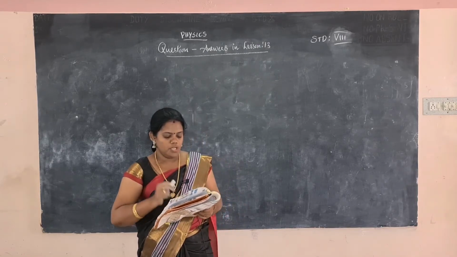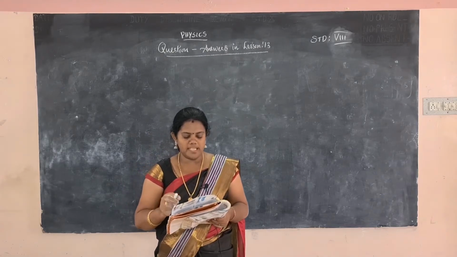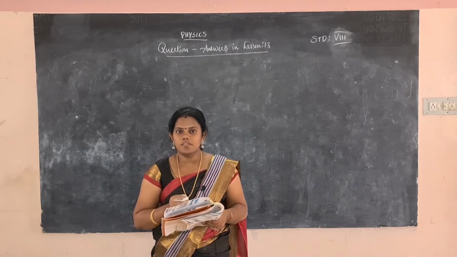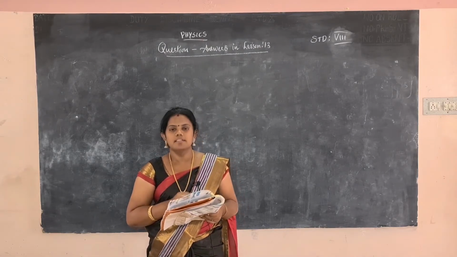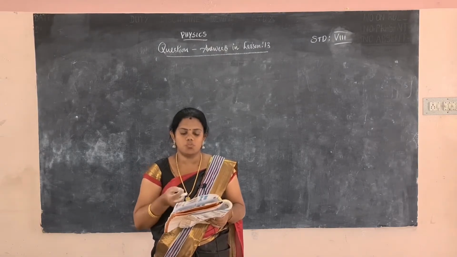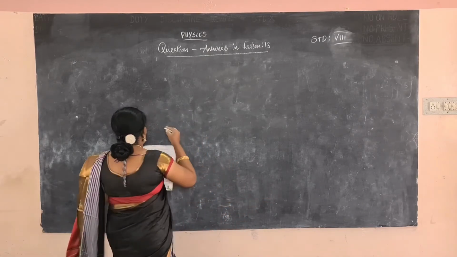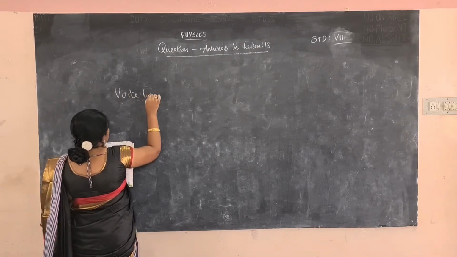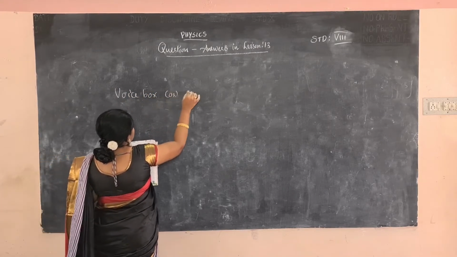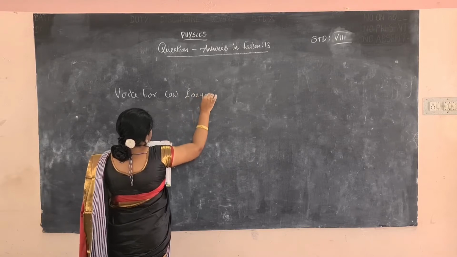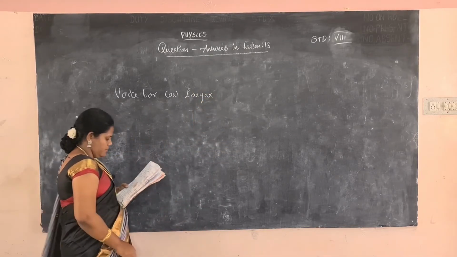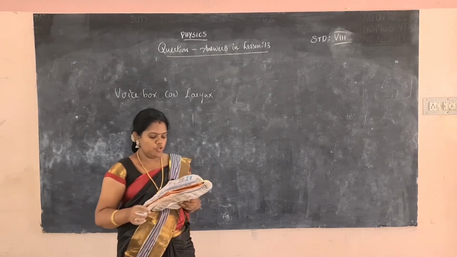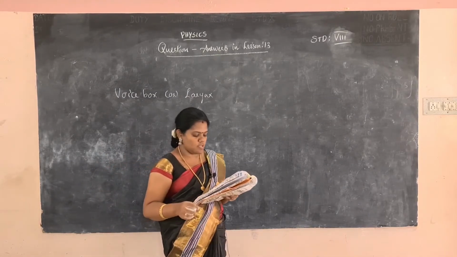And third one, in humans, sound is produced by dash. Which part? That is the larynx or voice box. So I have to write larynx or voice box. You write any one answer in the exam, but first you should write both answers in the book. So in humans, sound is produced by the voice box or larynx.